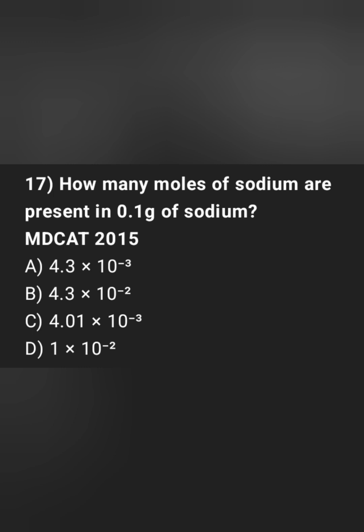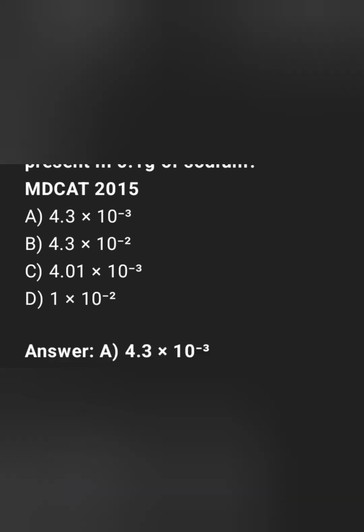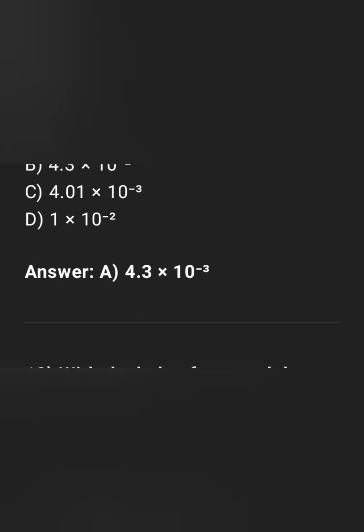MDCAT 2015. A. 4.3 times 10 to the power minus 3. B. 4.3 times 10 to the power 2. C. 4.01 times 10 to the power minus 3. D. 1 times 10 to the power minus 2. Answer A, 4.3 times 10 to the power minus 3.